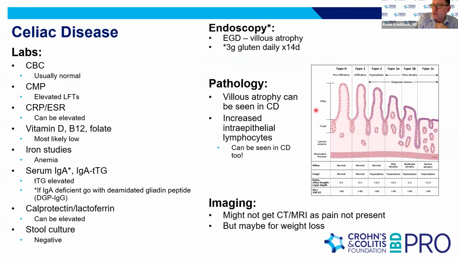I think it says type 2 to 3C is supportive of the diagnosis, and type 4 might be a slam dunk. But again, it's one piece of the puzzle. They saw it, the TTG is positive, so you're putting everything together. And again, for imaging, you might not get that CT or MRI as probably pain is not really present.